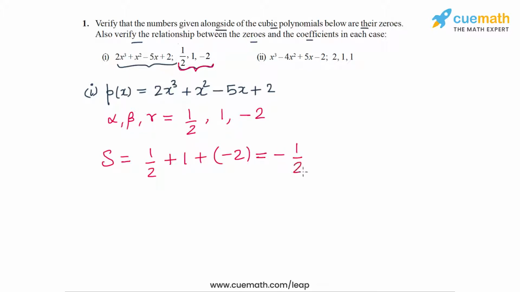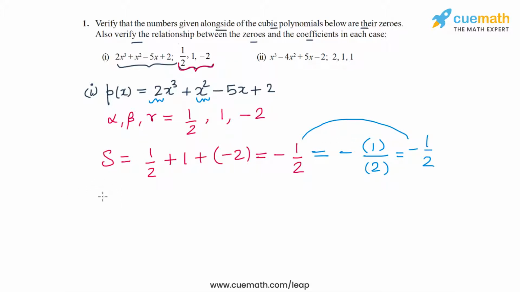So this is the sum of zeros from the zeros themselves, and from the coefficients the sum of the zeros should be equal to minus of the coefficient of x square by the coefficient of x cube. So that's minus 1 by 2. So from the coefficients the sum of the zeros is minus half again. So both of these match, which means that the sum relationship holds true.